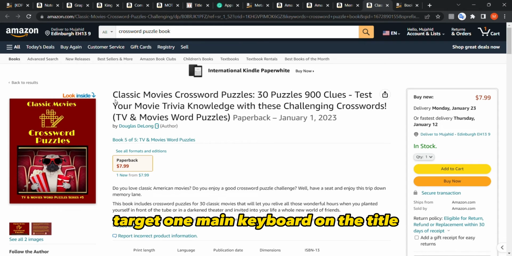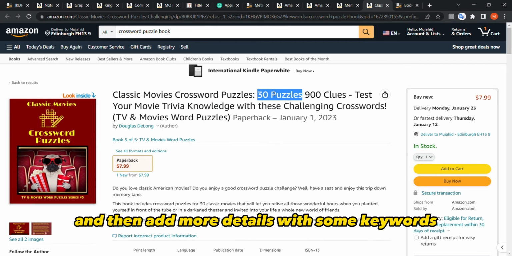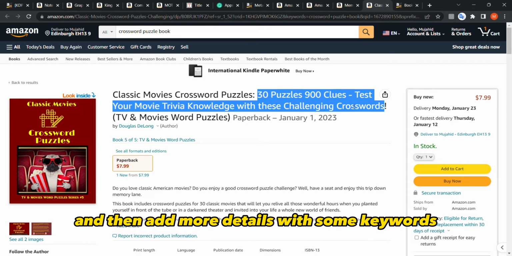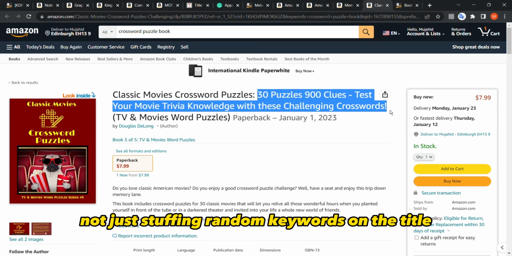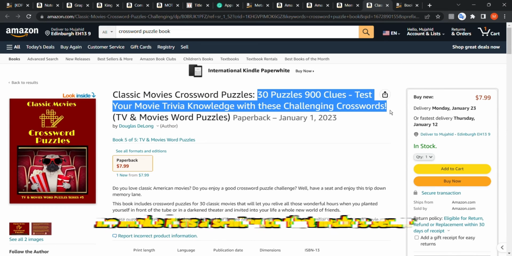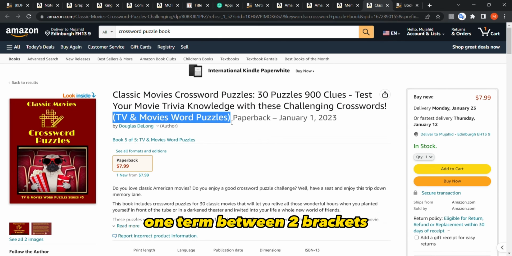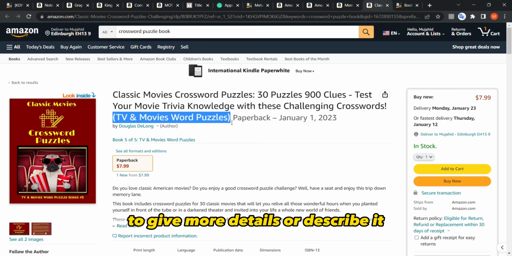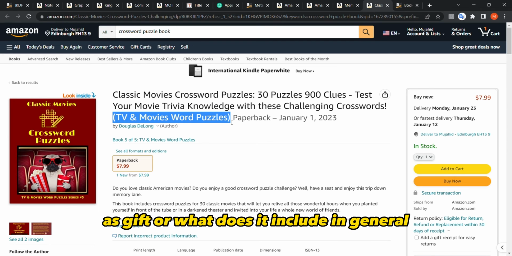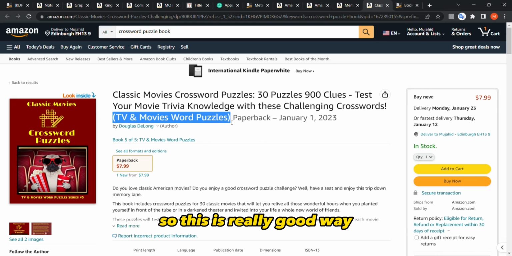Target one main keyword on the title, and then add more details with some keywords, not just stuffing random keywords on the title. No, make it a sentence that makes sense. And then maybe you can add one more term between 2 brackets to give more details or describe it as a gift or what it includes in general. So this is a really good way.